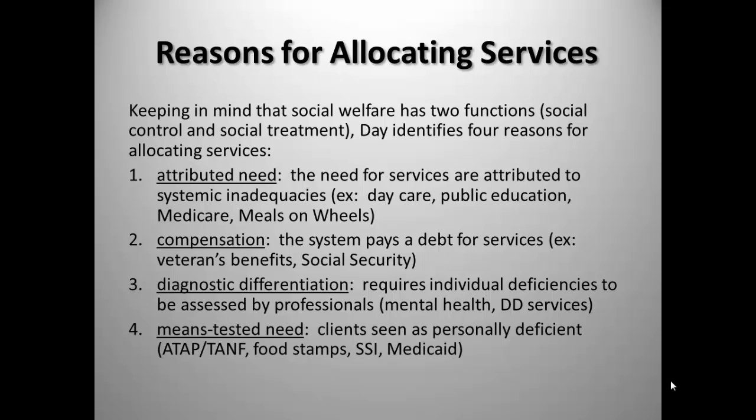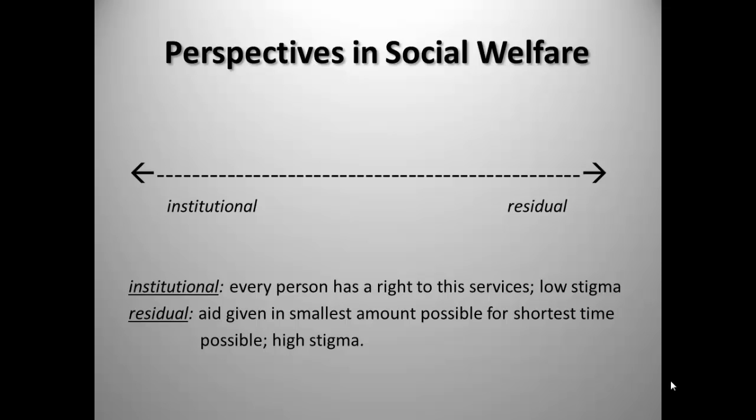Clients in this category get this help only because they are seen as personally deficient. There's something about them that they are not able to make ends meet. They don't fit into any categories otherwise. And this would be your public assistance programs, ATAP or TANF, food stamps, SSI, Medicaid. These are ones where you have to go in and you have to prove that you need it. And this is high in stigma, very, very high in stigma. It's in this culture, it's a shame-based kind of programming, sad to say. So in any event, that's the 4 reasons for allocating services that you find in the textbook.